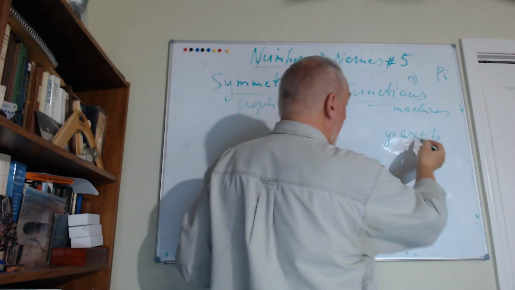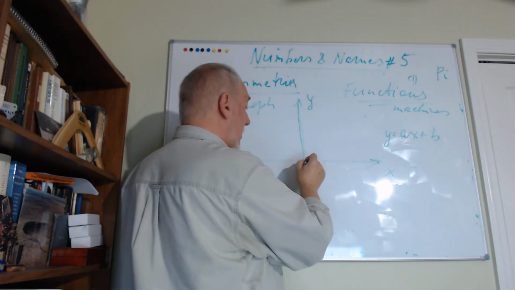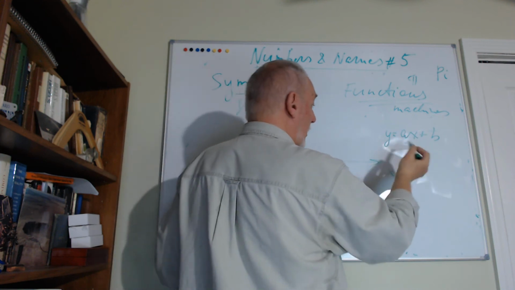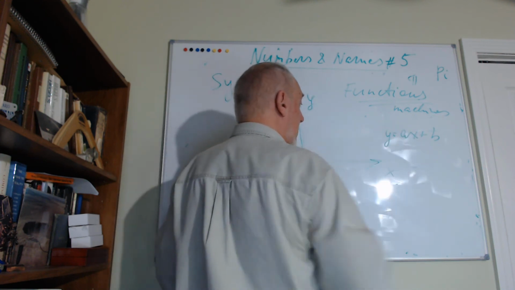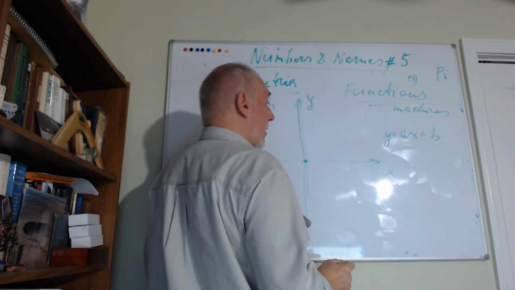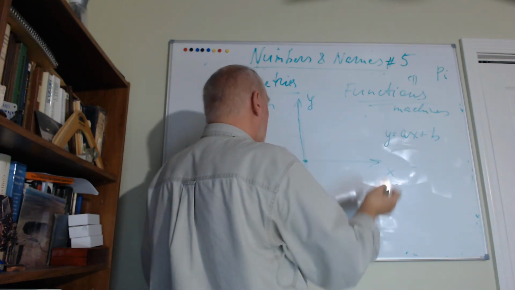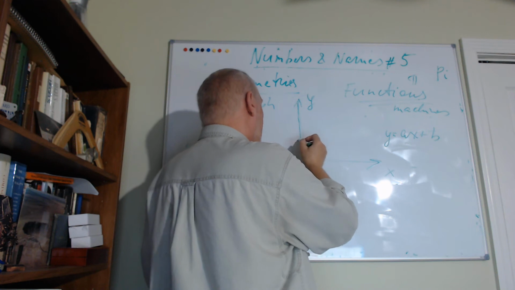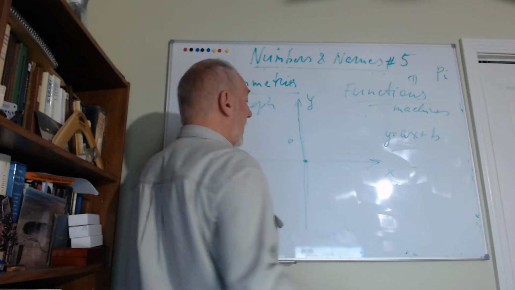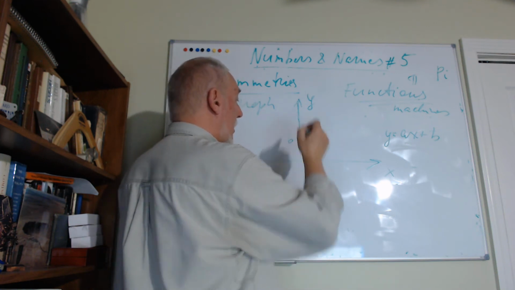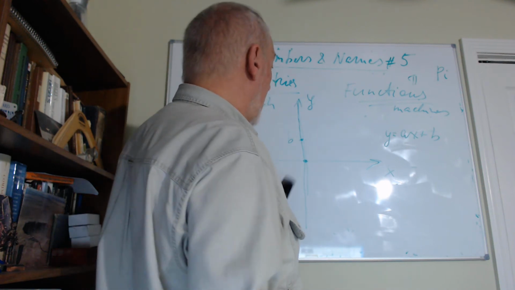Simple numbers are like x equals 0. Put 0 here. What do you have? y equals 0 plus b. So it is b. So for example, if b is positive, b is here, right? So you have some point, right?